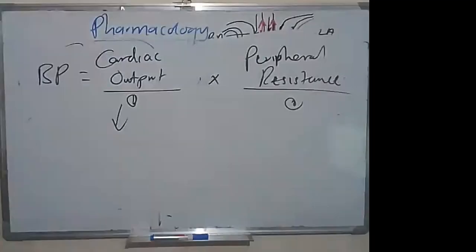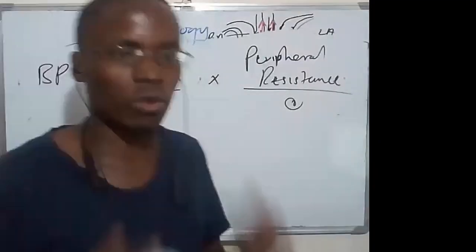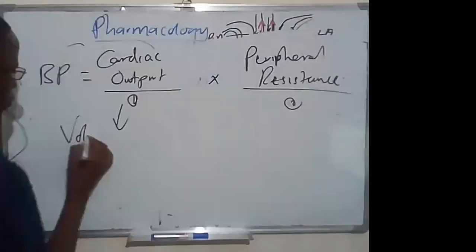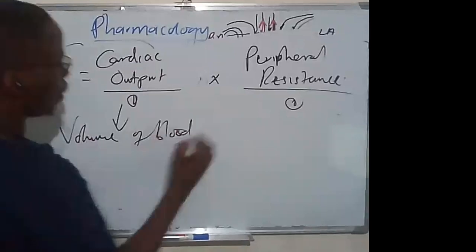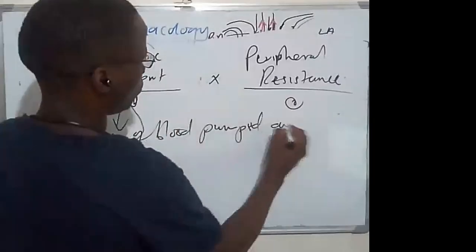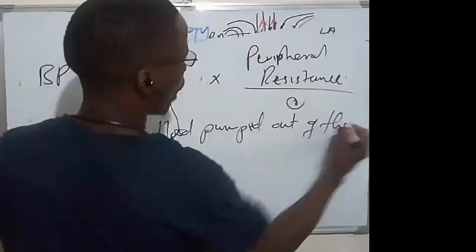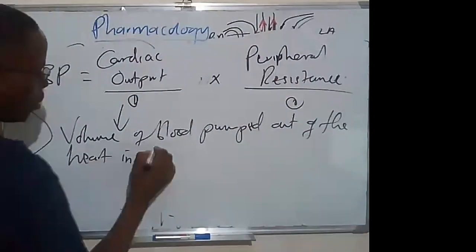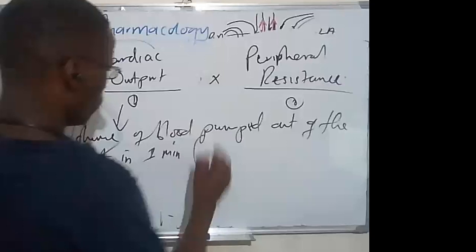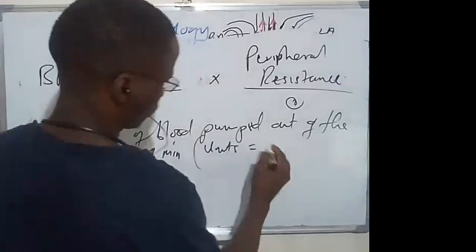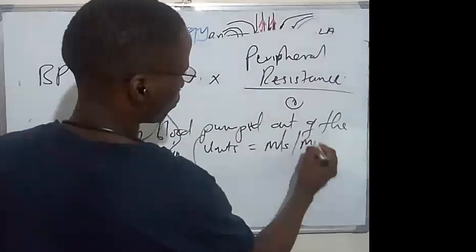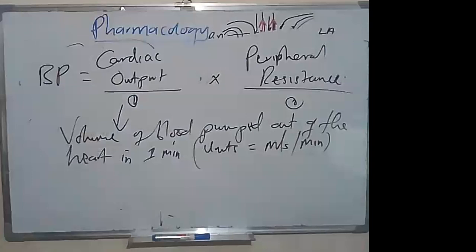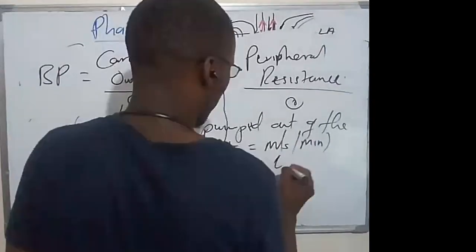Cardiac output is simply the volume of blood that is pumped out of the heart in 1 minute. So therefore, the units are mils per minute, and mils per what? Per minute. Now, sometimes we can use liters, anyone? Liters per minute.